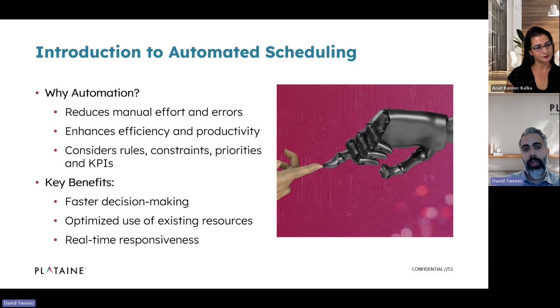It enhances efficiency and productivity. There is always an updated, efficient and optimal plan out there. It can consider rules, constraints, and priorities, and your KPIs again automatically out of the box. Some key benefits: it allows you to make faster decisions, optimize the use of existing resources, and real-time responsiveness.